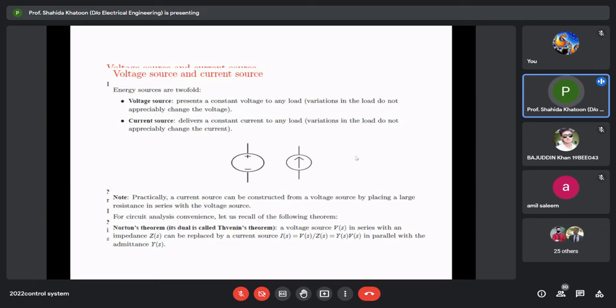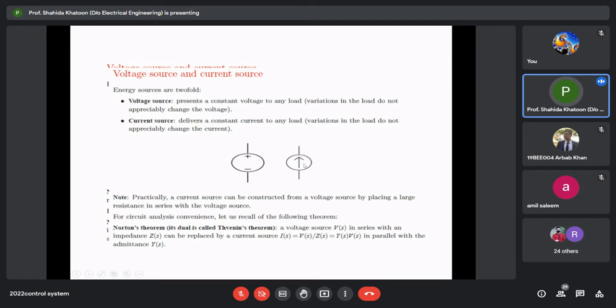If you represent voltage and current sources, energy sources are twofold. A voltage source represents a constant voltage to any load. Variation in the load does not appreciably change the voltage. This is the symbol for the voltage source, right? A current source delivers a constant current to any load. Variation in the load does not appreciably change the current. This is the symbol for the current source.